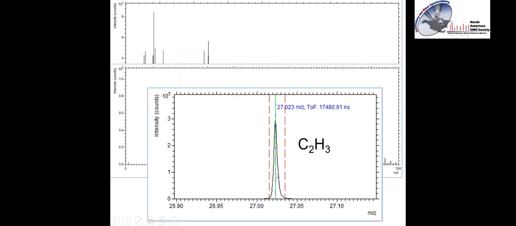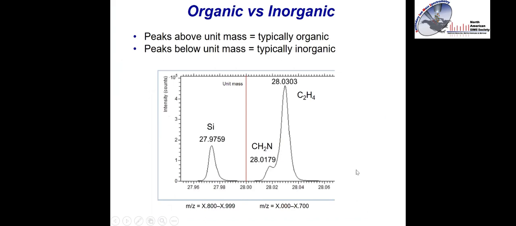And then we have this good mass resolution so we can determine the centroid and help us identify what peaks are present on the surface. There's also some little rules of thumb you can use where if we call unit mass a whole number mass, peaks above unit mass tend to be organic. Peaks below unit mass tend to be inorganic. So in this example, we see there's two peaks above unit mass here, which are CH2N and C2H4, both organic species. And we have a peak below unit mass here at 0.9759, which comes from silicon.